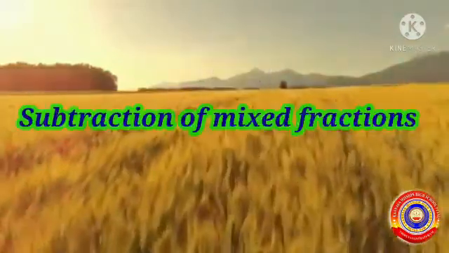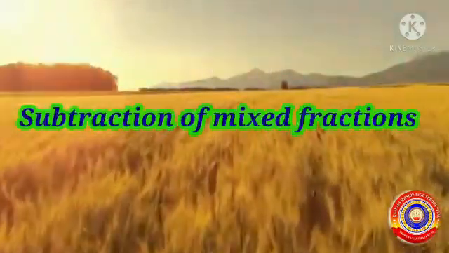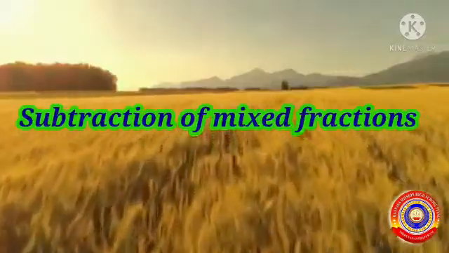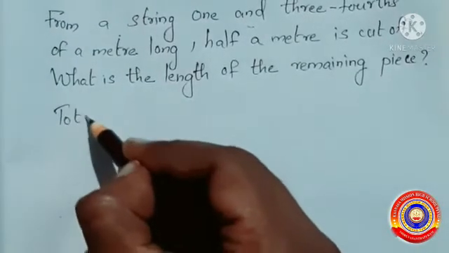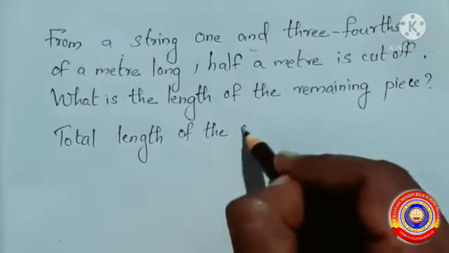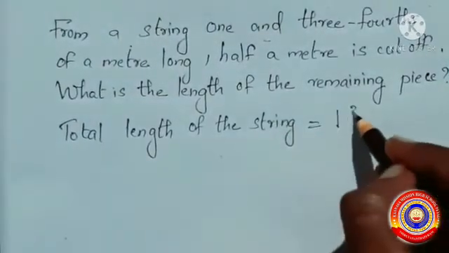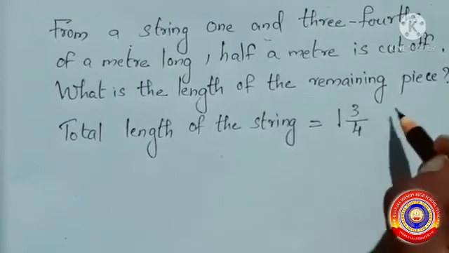Today, we are going to continue the chapter Joining Parts with a new topic, subtraction of mixed fractions. Let's start our class. Activity number 1. From a string, 1 and 3/4 of a meter long, half a meter is cut off. What is the length of the remaining piece? Here, the total length of the string is 1 and 3/4, that means 1 and 3 by 4 meter.